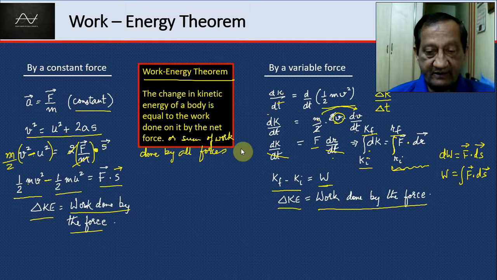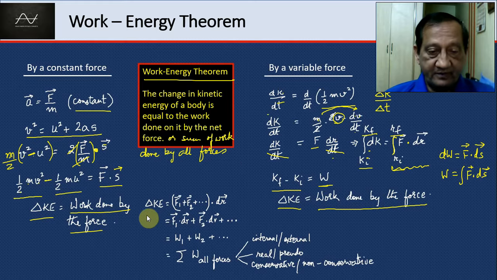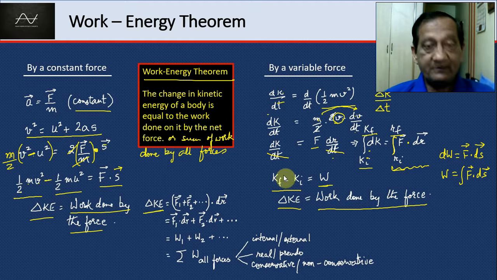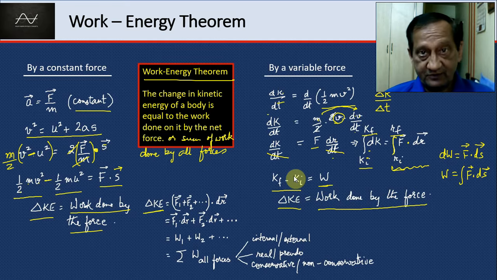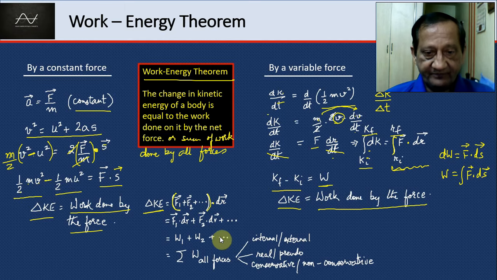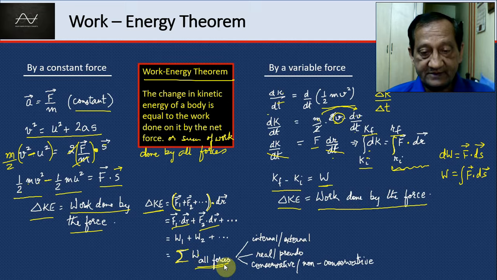When I say all, I really mean all. The change in kinetic energy is the work done by the first one plus the work done by the second one, and so on. That means F1 dot dr plus F2 dot dr plus F3 dot dr, and so on. So I can write (F1 plus F2 plus F3 etc.) dot dr. This is W1, work done by the first force. This is work done by the second force, and so on. So change in kinetic energy is a summation, this symbol is for summation, of the work done by all the forces acting.